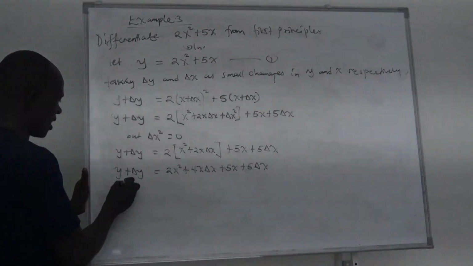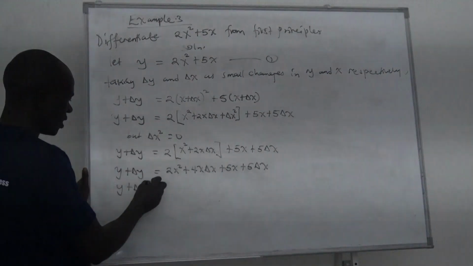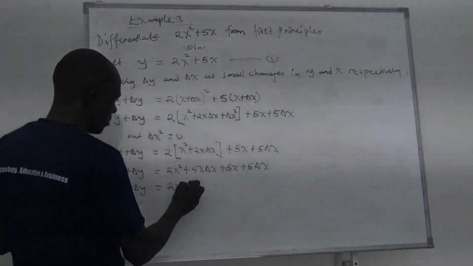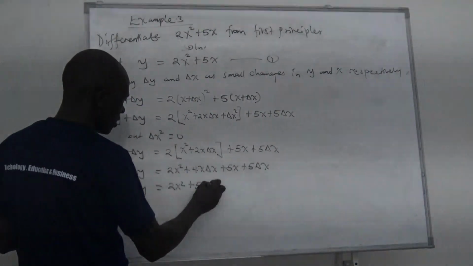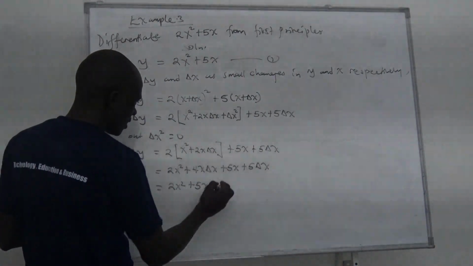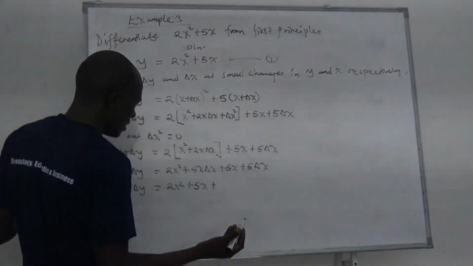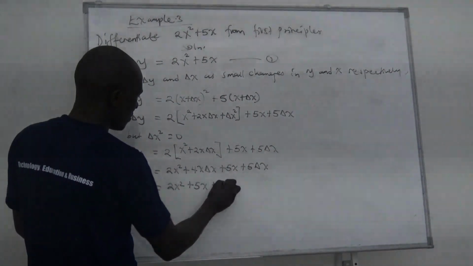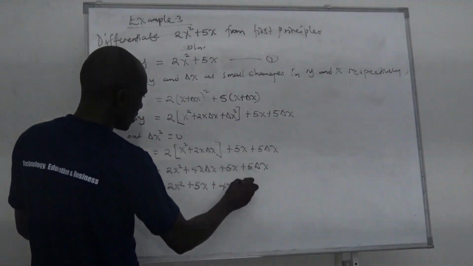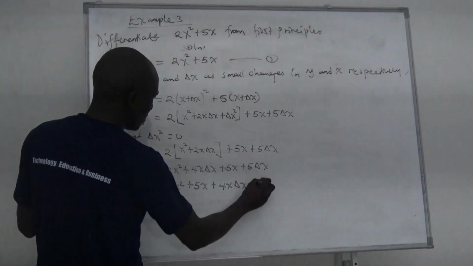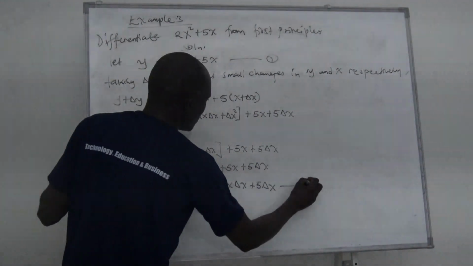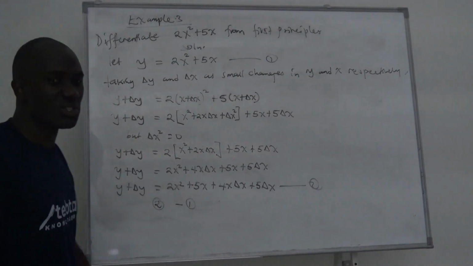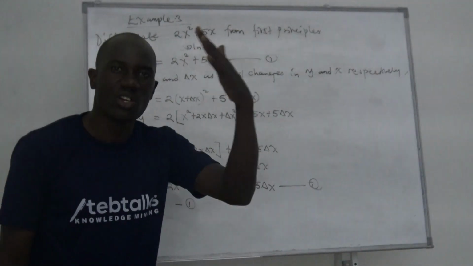We say y plus delta y equals 2x squared plus 5x plus 4x delta x plus 5 delta x. Say this is the second equation. Then find equation 2 minus 1.